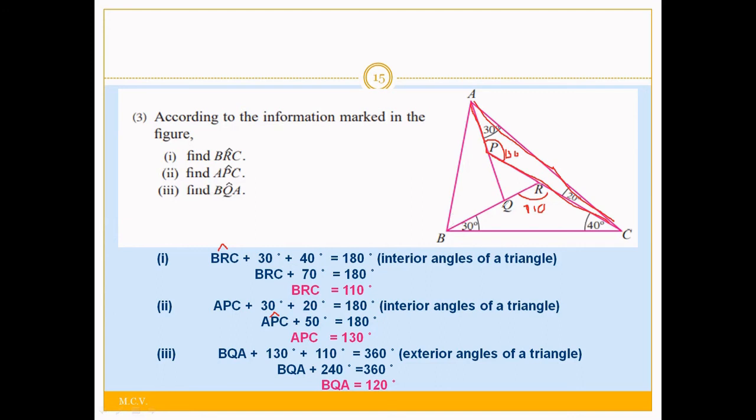Now you have to get BQA. This one. Q is the vertex, so vertex is here. BQA angle is here. How to get BQA? Can you see there is a triangle in the middle? When you consider this triangle PQR in the middle, these are the exterior angles of PQR triangle.